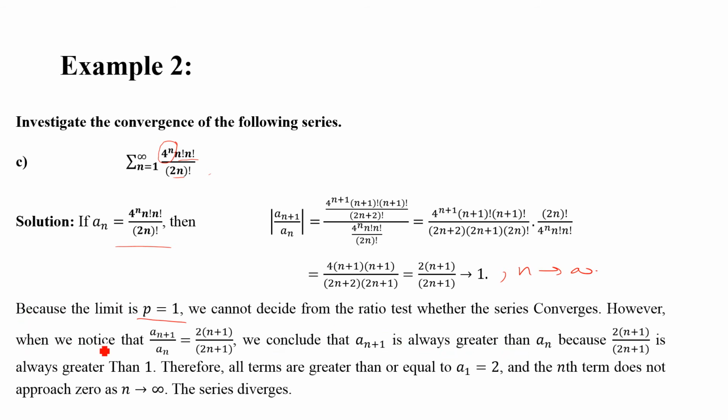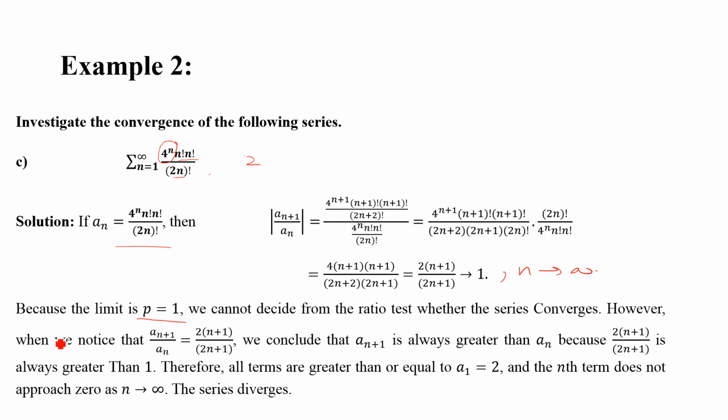However, when we notice that a(n+1) over a(n) is equal to 2 times n plus 1 over 2n plus 1, we can conclude that a(n+1) is always greater than a(n), right? Because this is 2 times n plus 1 and this is 2n plus 1. So 2 times n plus 1 is always greater than 2n plus 1. So this ratio is always greater than 1. Therefore, all the terms are greater than or equal to a1, which is equal to 2. So the first term of the series is 2, and after that every term is increasing. So every term is greater than or equal to 2.